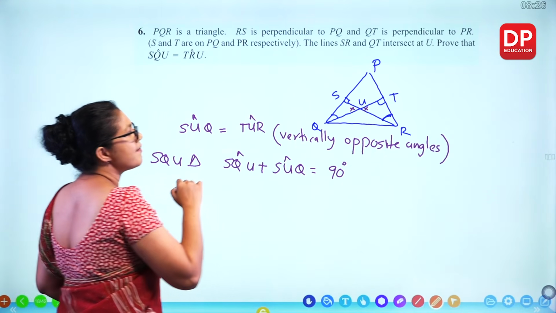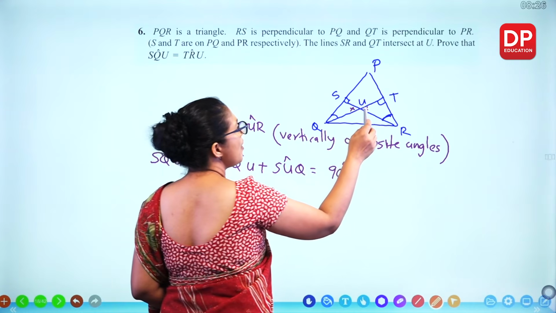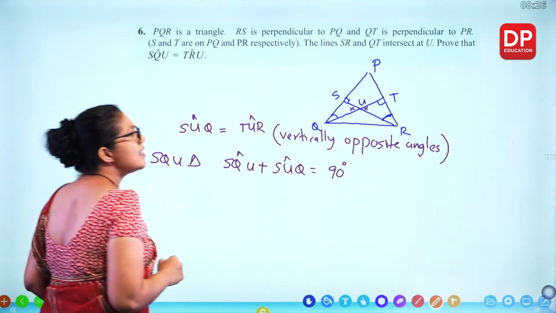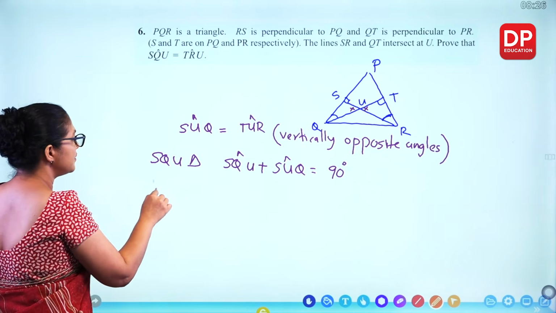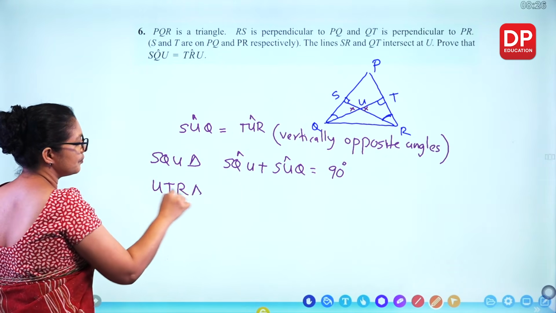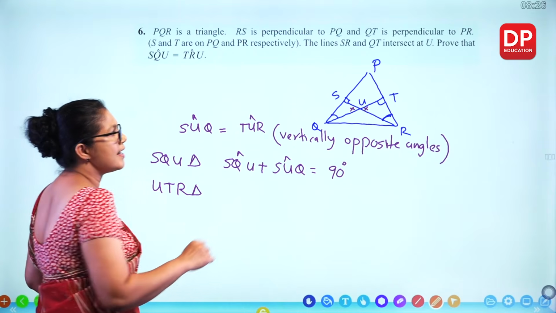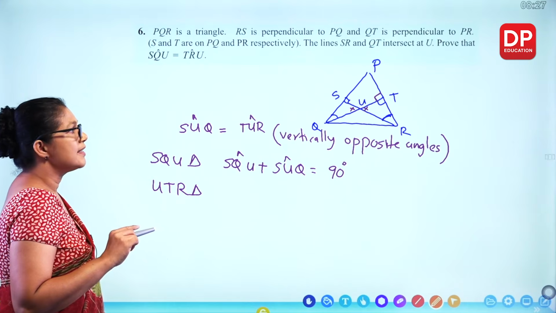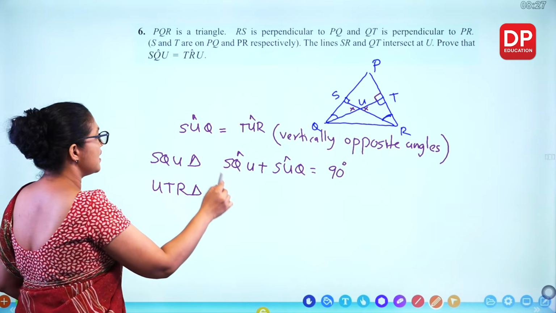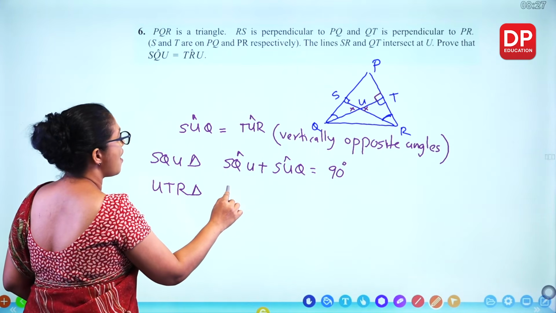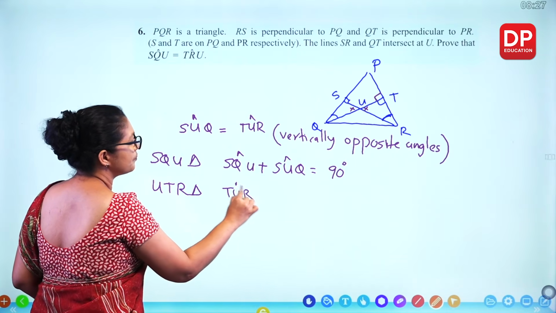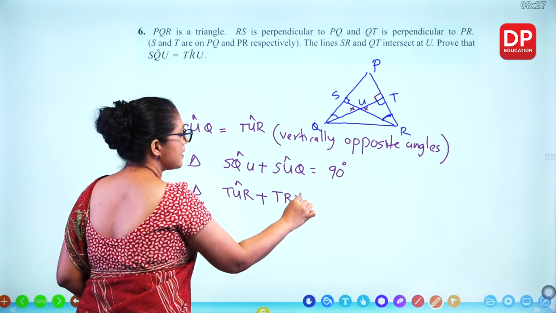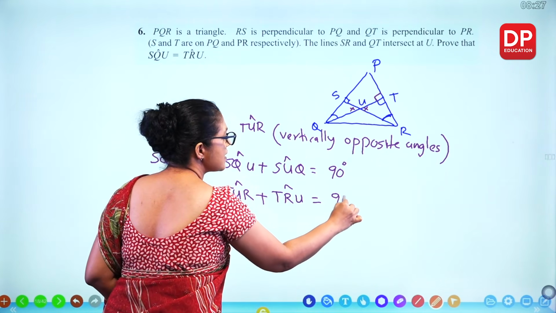And also I can write, about these two, when you take UTR triangle, this is 90 means this is also 90. So that's the exterior angle. So I can write TUR plus TRU angle is also 90 degrees.